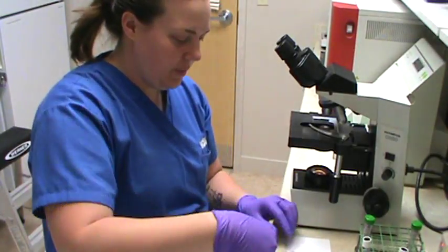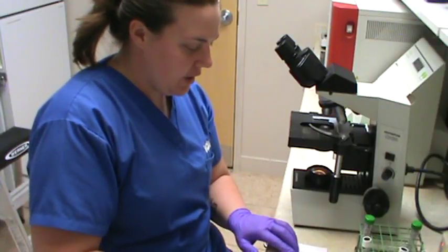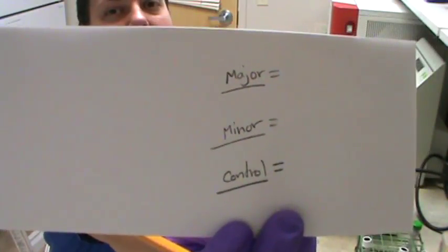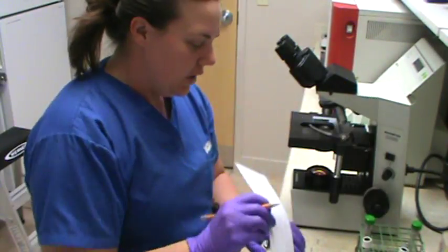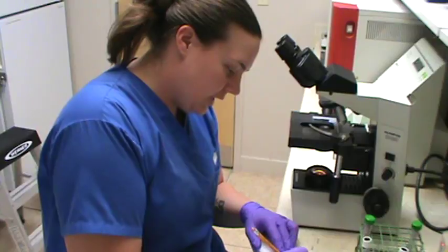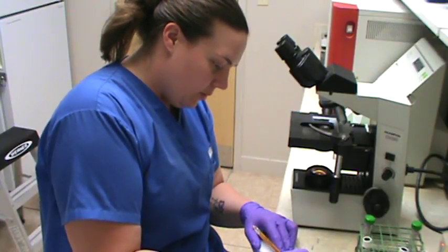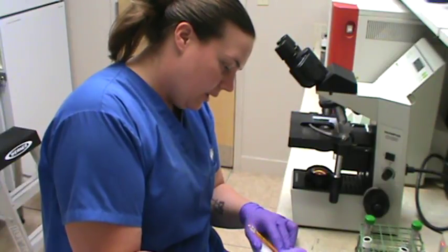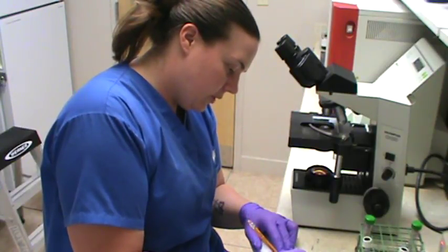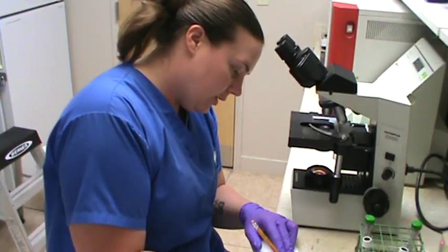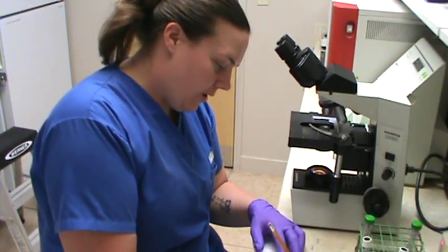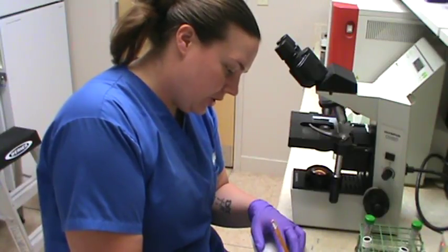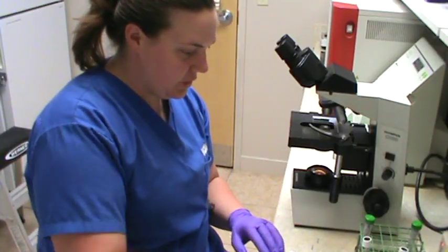So then I just have a piece of paper right here as well that I'm just going to write down my findings that I'll be typing into the record. So I just have it labeled as major, minor, and control. So for major, I'm going to say macroscopically and microscopically, sorry, no agglutination.